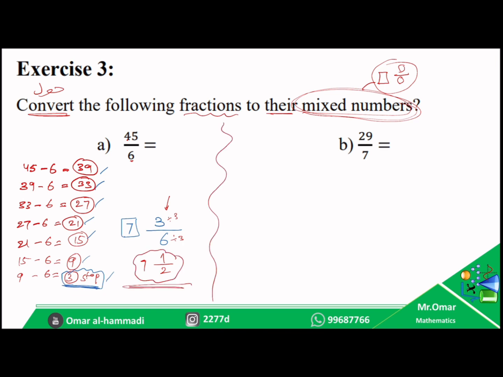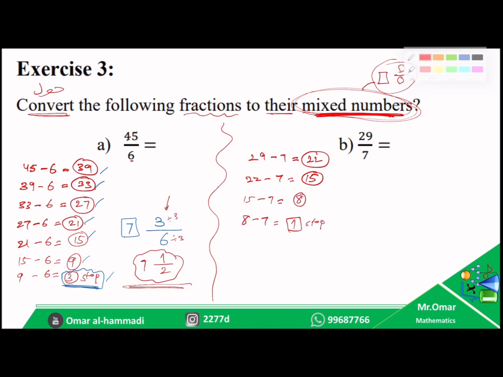Again, let's do the other one. 29 divided by 7. We have to convert it to the mixed number. So first of all, we subtract 29 minus 7, which gives us 22. Again, 22 minus 7 gives 15. Again, 15 minus 7 gives 8. Again, 8 minus 7 gives 1. And we will stop here.